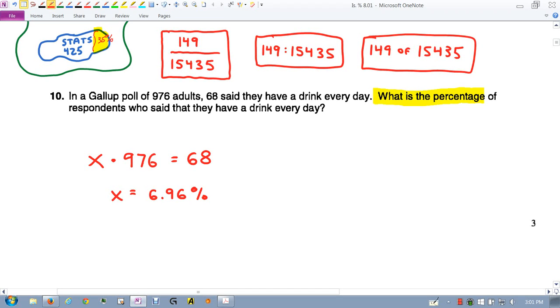I won't be real critical on that. Yeah, I mean, you just don't want to round that to 10%. You know, 7% is fine. You can leave it at 6.96%.